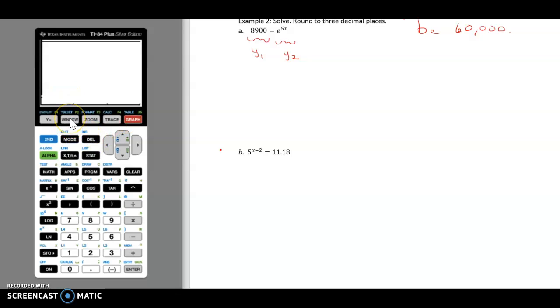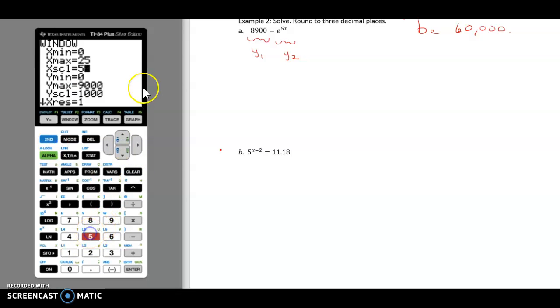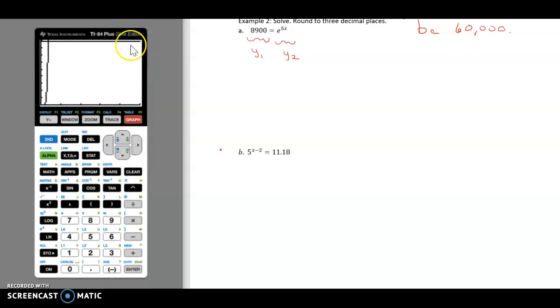And I can't really see much here, so I'm going to go ahead and change my x scale. My y scale is probably fine, but I'm going to change my x. So instead of from 0 to 150, I'm going to do 0 to, let's do 25. And change my x scale to 5. See if I can see a little better, and there we go. My x scale was a little bit too large. And so I'm going to go ahead and try to find the intersection point.